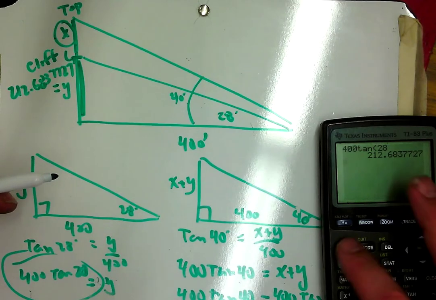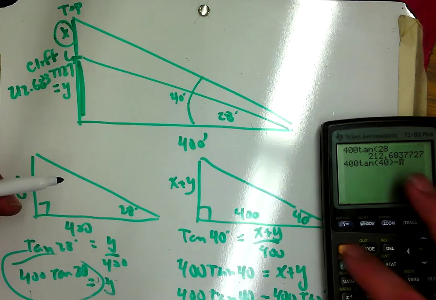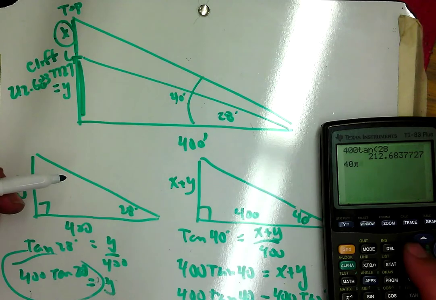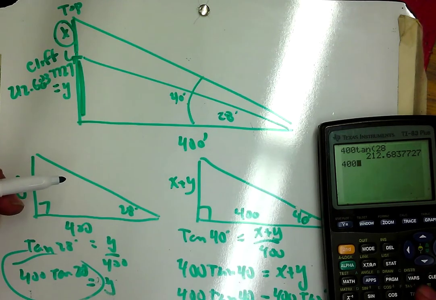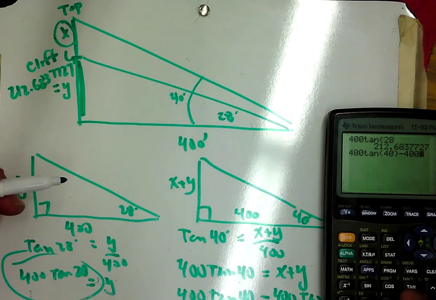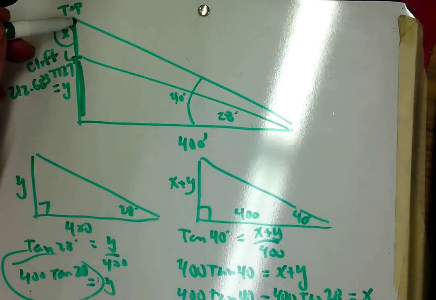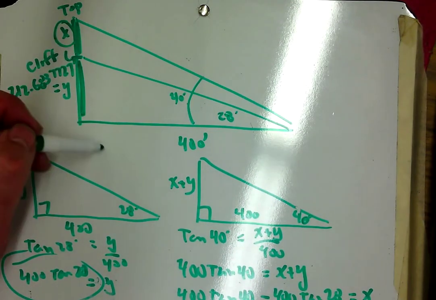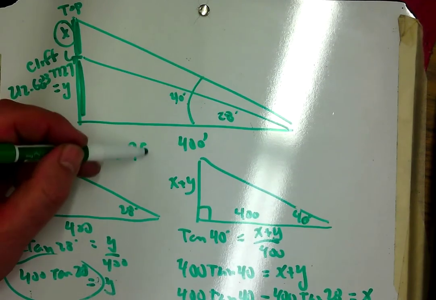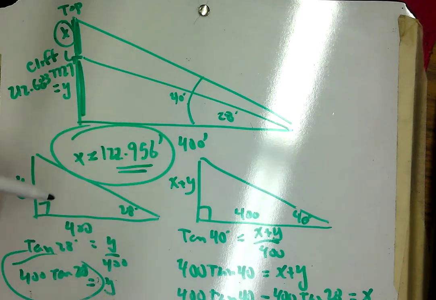Well, let's see what that is. 400 tan 40, close that parenthesis, minus 400 tan 40 minus 400 tan 28. So we get that the distance between these 2 groups is 122.956 feet. That's what x equals. Okay, that's problem number 10.